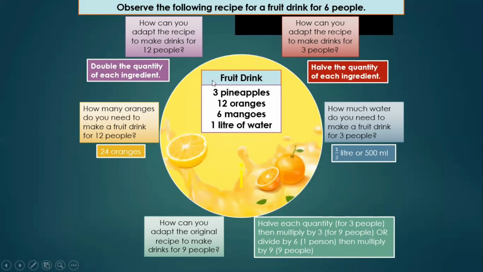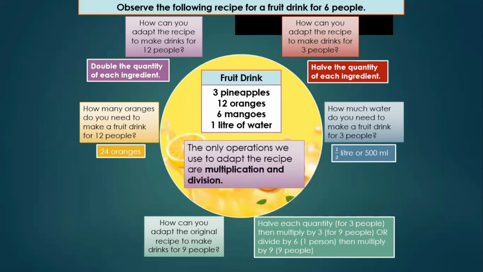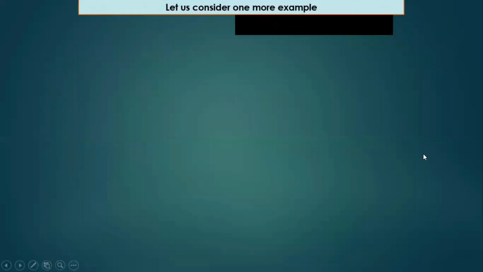When one quantity is increasing, the other which depends on it also increases. If the number of people is increasing, the ingredients required are also increasing in the same proportion. Got it, children? What did you observe here? For finding for 12 people, we multiplied. When we had to find for 3 people, we divided. So which two operations were involved? Multiplication and division. Let us take one more example now.